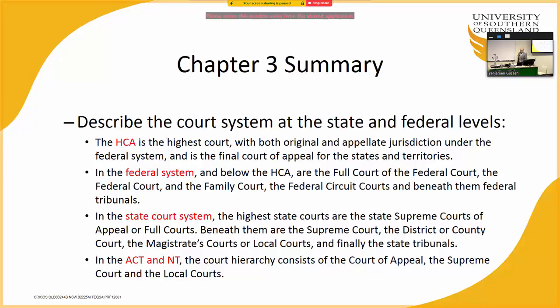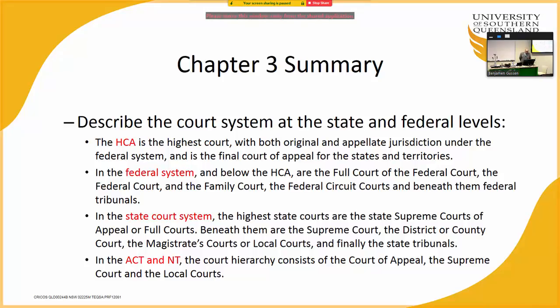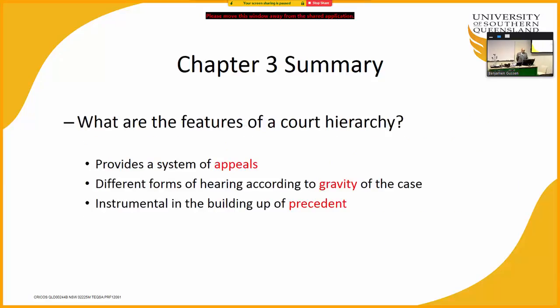So as we said, the High Court of Australia is the highest court. Okay? We have a federal system underneath the HCA, and we talked about the full court of the federal court, then underneath that the federal court, so less judges sitting on your decision, and goes down to family court and federal circuit courts. We talked about the state court system, where the highest court is the Supreme Court, but on top of which you'll also still find the High Court of Australia. In the territories like the ACT and the Northern Territory, the court hierarchy consists of the Court of Appeal, the Supreme Courts, and the local courts. You'd expect that it's going to be less complex than the one that you probably find in the large states.